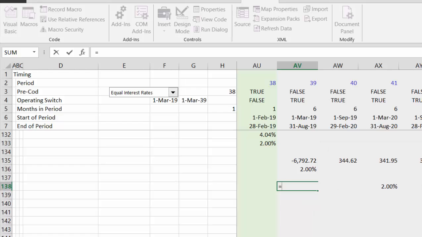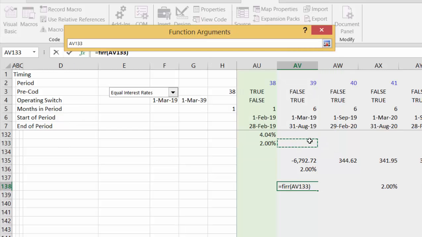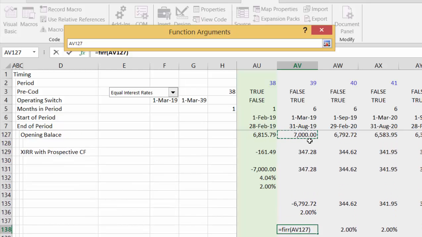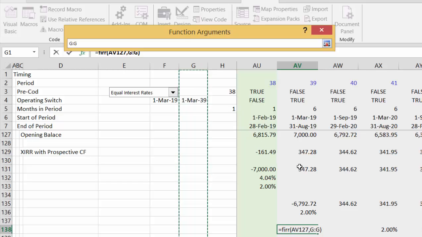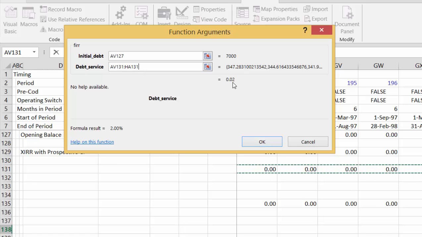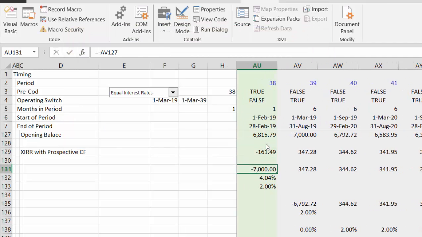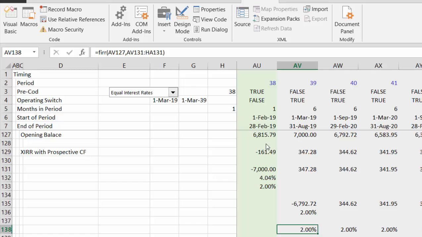When I put FIRR, forward IRR, and we use either Shift F3 or this one, and we go up, and we first put our opening balance in, and then we press enter, and then we put in cash flows. So that's our positive. You can see right here that it worked. And then we press Shift Control R.